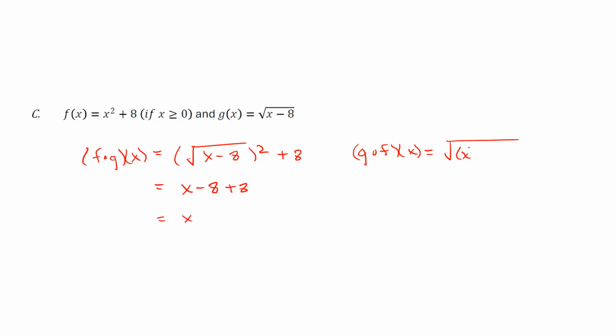So we have x squared plus 8 minus 8. All right. We can drop the parentheses so the 8's cancel, leaving me with x squared. The square root cancels the square, leaving me with just x. So yes, f of x and g of x are inverses.